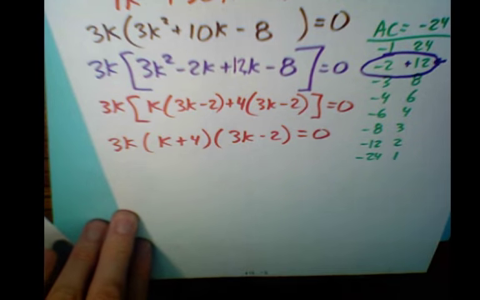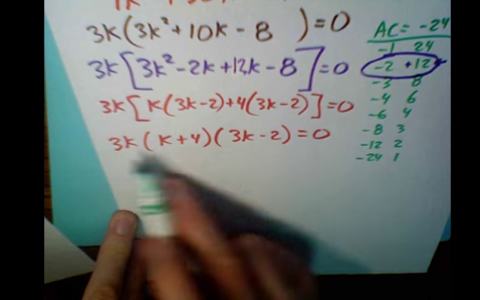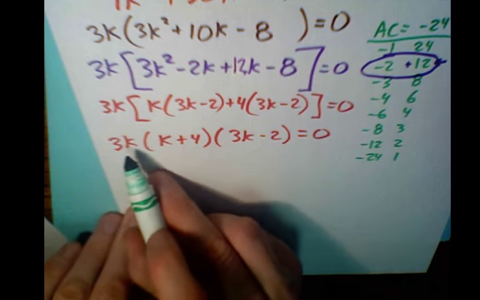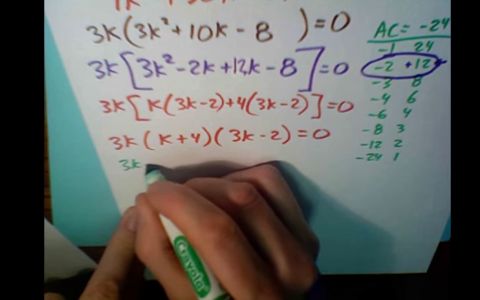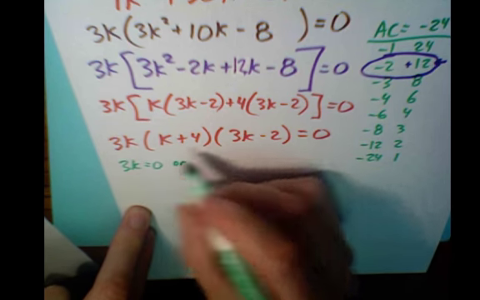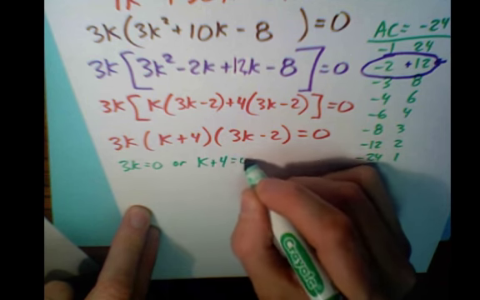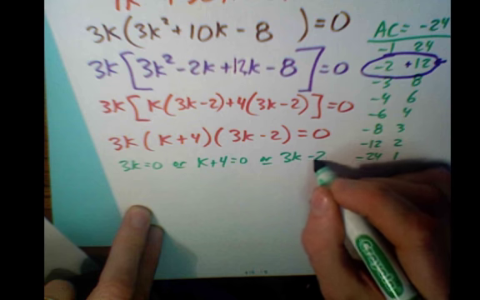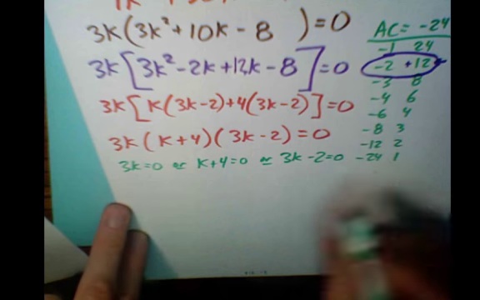And now we're going to use the zero product rule. Again, the zero product rule is used when you have several things being multiplied and the product is 0. So this could be 0, this could be 0, or this could be 0. So we actually write equations for all of these. 3k equals 0, or k plus 4 equals 0, or 3k minus 2 equals 0. And then we solve each of these.